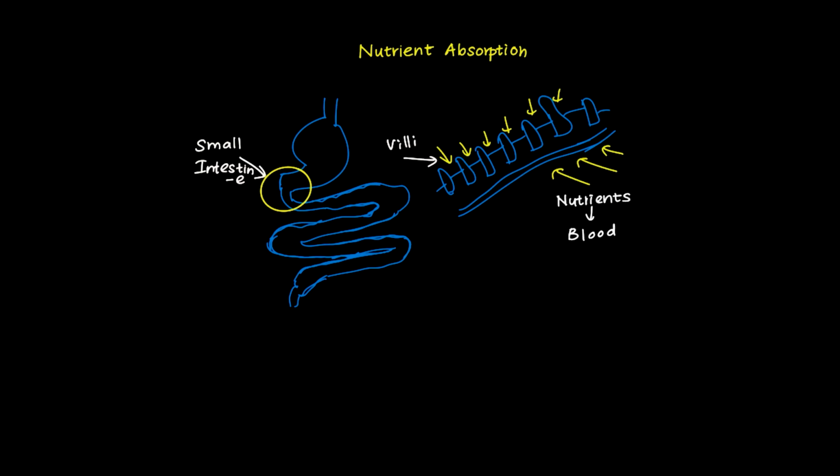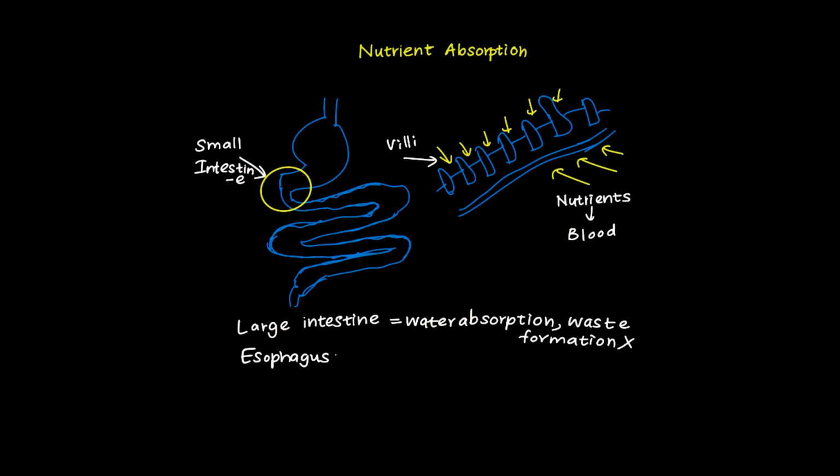The large intestine mainly absorbs water and electrolytes and compacts waste into stool. Very little nutrient absorption happens there. The esophagus is just a transport tube from mouth to stomach. The stomach churns food and adds acid and enzymes, but absorption is minimal there.